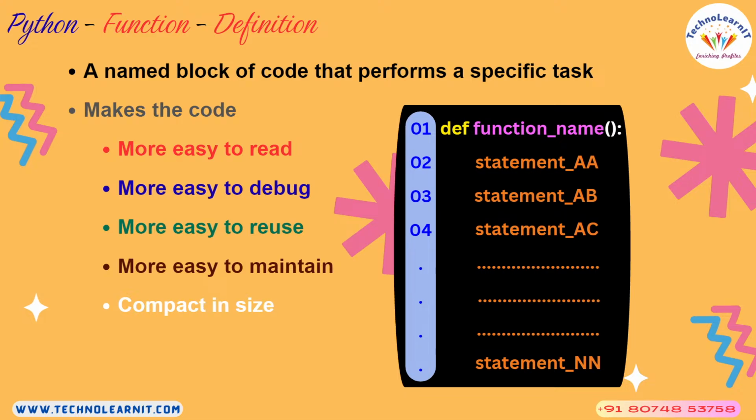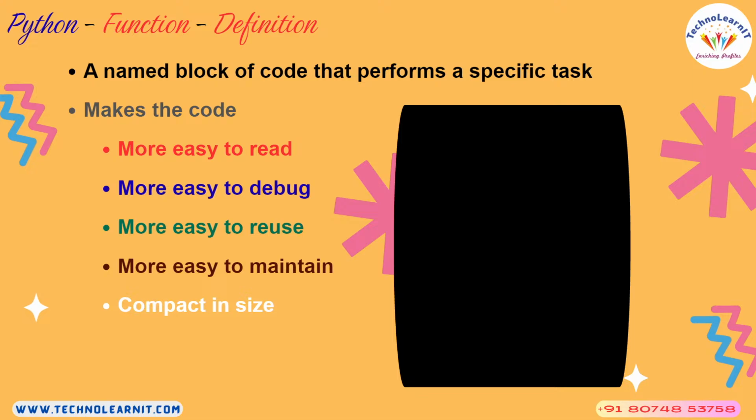Also, most importantly, functions make the code compact in size, meaning instead of all those 1,000 lines of code, you are probably not going to reduce the number of lines of code, but of course there are chances that you can also reduce the number of lines of code using functions. I'll show that with an example.